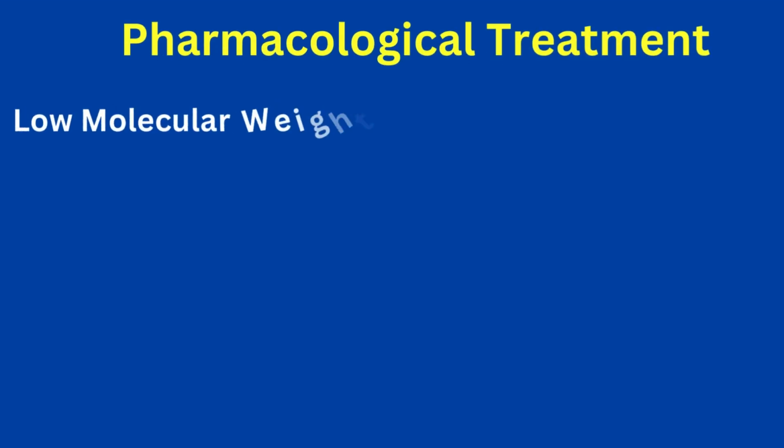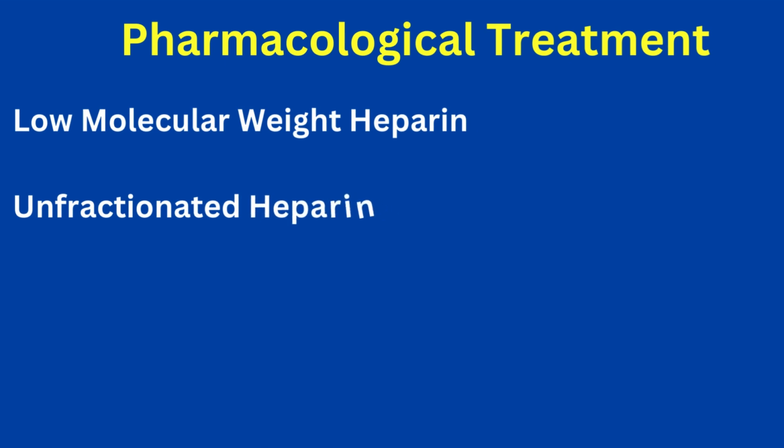Regarding the pharmacological tools we use to prevent VTE, we have low molecular weight heparin and unfractionated heparin. Both are key players in preventing clot formation. Their use, tailored to each patient's risk profile, is a cornerstone of our VTE prophylaxis strategy.